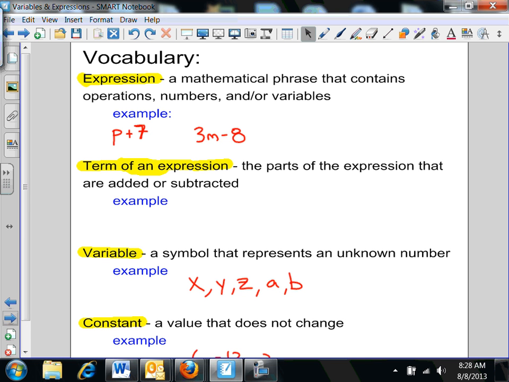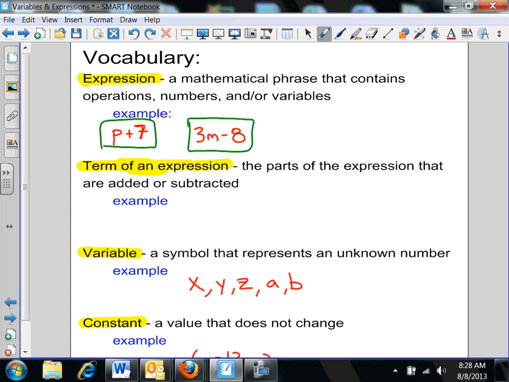Okay, so we're going to start with vocabulary, and we have 4 vocabulary terms to learn. So the first one is the term expression, and it's a mathematical phrase that contains operations, numbers, and/or variables. So here's 2 examples for you: p plus 7 and 3m minus 8. Those are 2 good examples of an expression: p plus 7 and 3m minus 8.